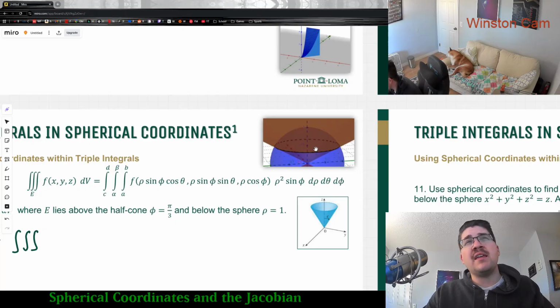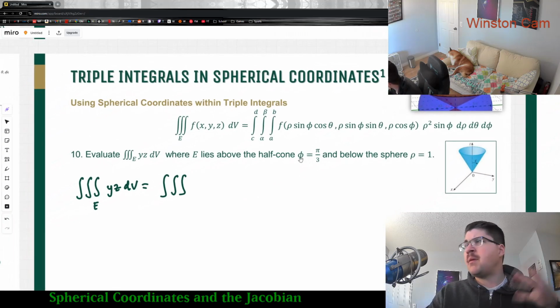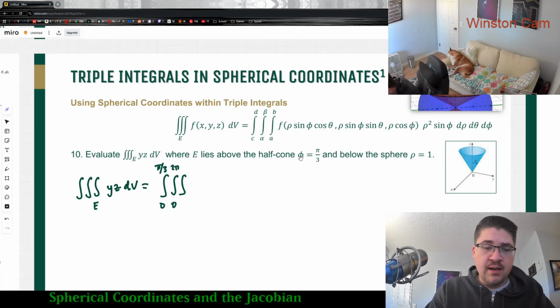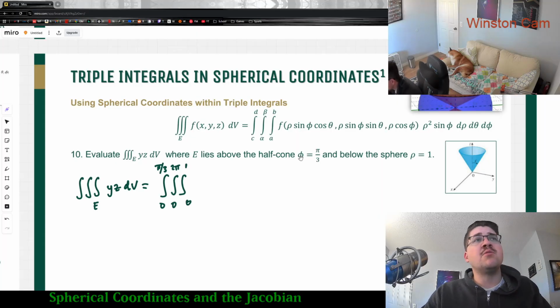And phi, since we're within the ice cream cone, reminder, 0 starts at the z-axis for phi and goes out to pi over 3. So in this case, our boundaries will be relatively straightforward. We're going from 0 to pi over 3 to stick within the ice cream cone. We're going from 0 to 2 pi to do the full circle of the cone itself, or the sphere, whichever one you want to look at it with respect to. And then we're going from 0 to 1 for rho.